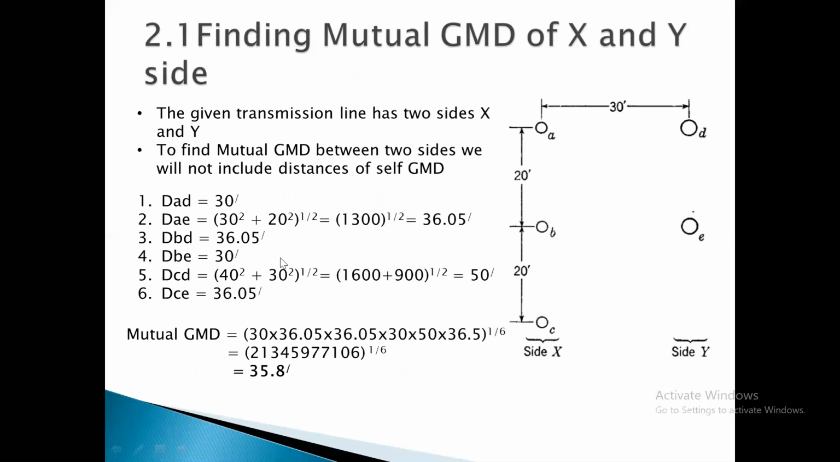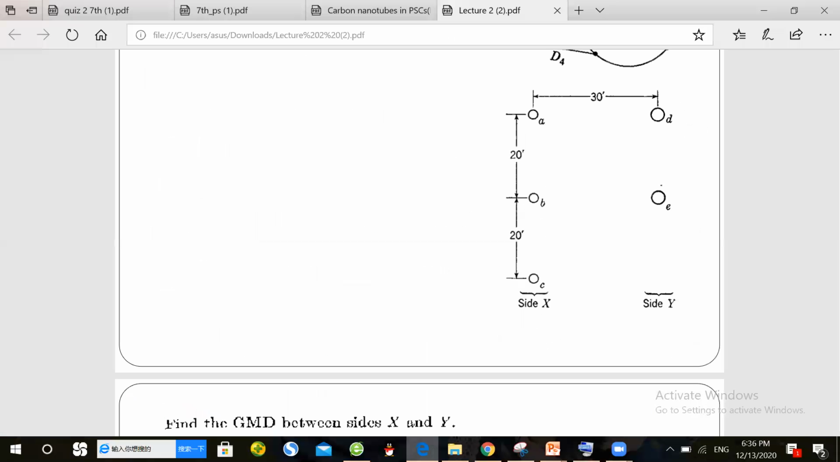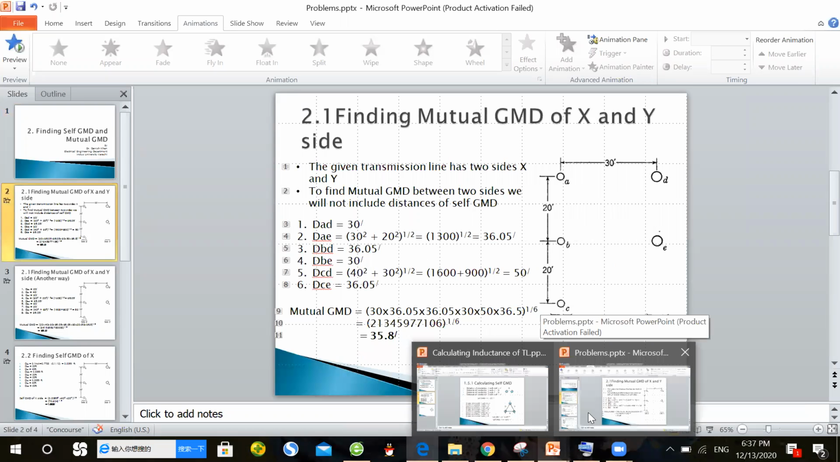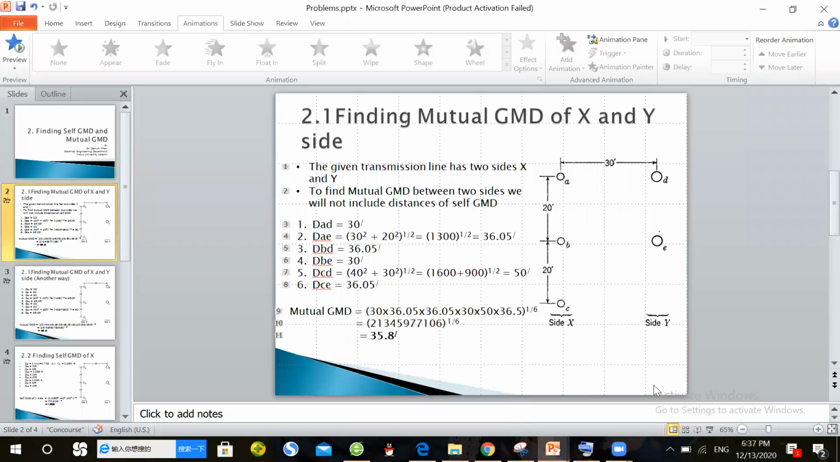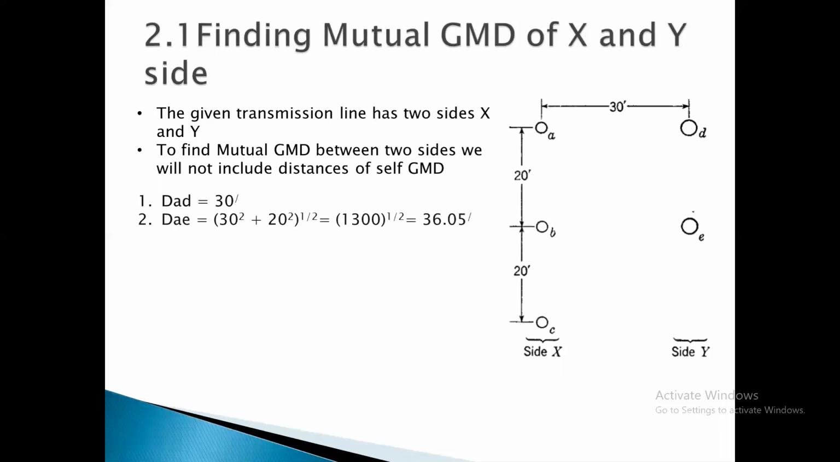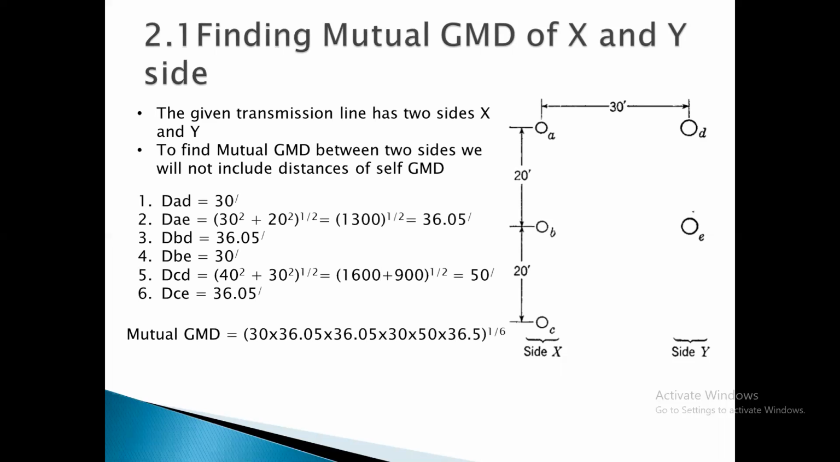It's enough for you. Now we move towards the notes provided by your supervisor. Here you can see that she calculated using method 1: A to D, A to E, B to D, B to E, C to D, and she got 35.8. The same method. So our answer correctly matches your notes. Now I'm moving towards the next slide.